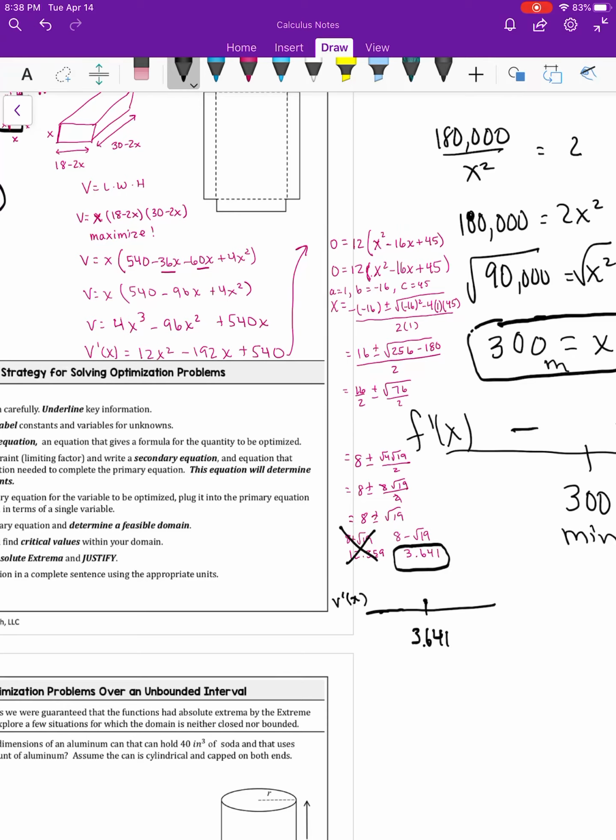And if you wanted to, you could put your 3.641 just to make sure that you've got a maximum, and you could look at your v prime of x. And so if you put in like a 2, you know, you could put a 2 into this derivative here.